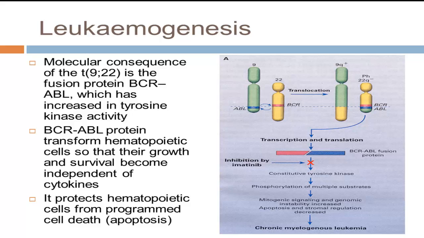Molecular consequences of translocation of chromosome 9 to 22 is the fusion protein BCR-ABL, which has increased tyrosine kinase activity. BCR-ABL protein transforms hematopoietic cells so that their growth and survival become independent of cytokines. It protects hematopoietic cells from programmed cell death.